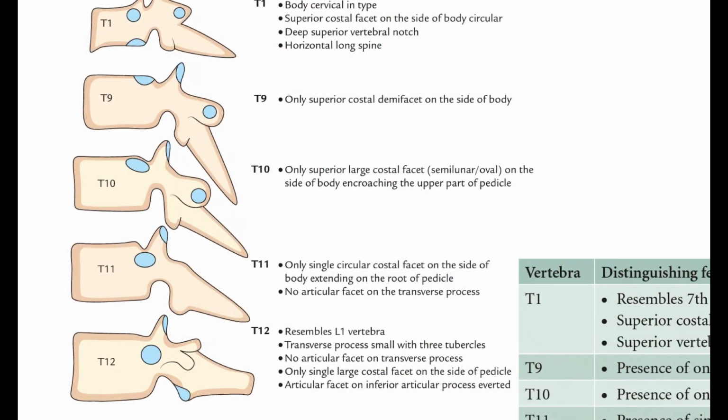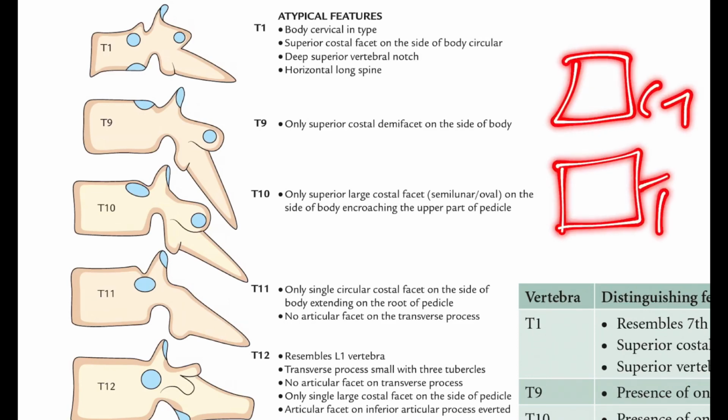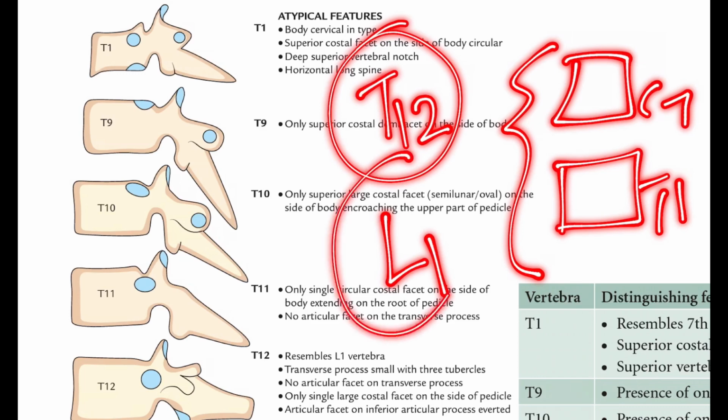So now let's discuss the atypical thoracic vertebra. What are the atypical thoracic vertebra? T1, T9, T10, T11 and T12. T1 resembles the 7th cervical vertebra. As I have said, C7 and T1 both look similar. The same goes for T12 and lumbar 1. They both look similar. The body looks similar.